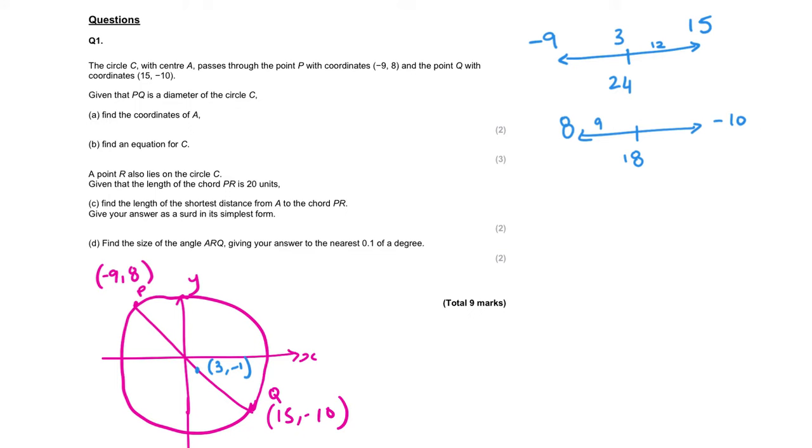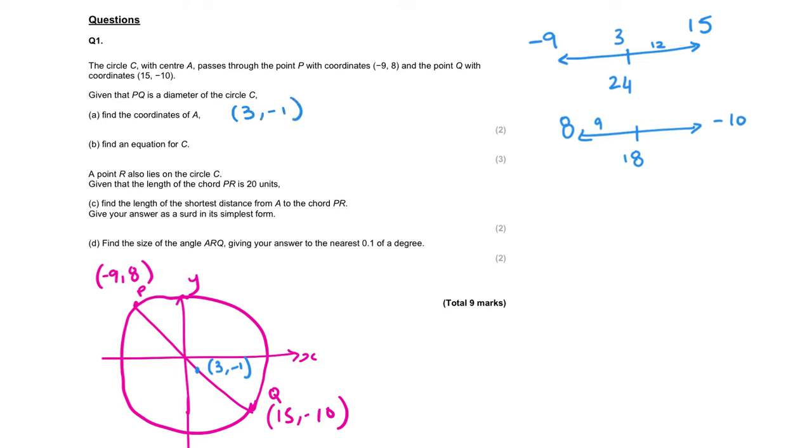However, if you want to, what can you do? You can do -9 plus 15, divide that by 2, and you will get 3. There's loads of different ways, I'm just showing different things. Find the coordinates of A. So A is in fact 3, -1.